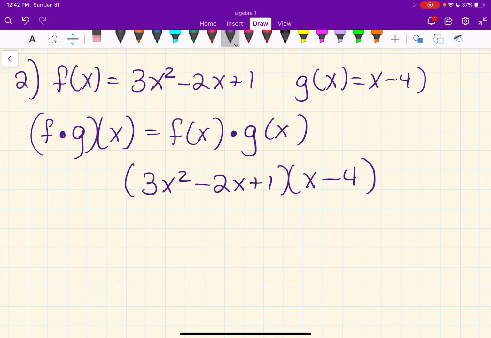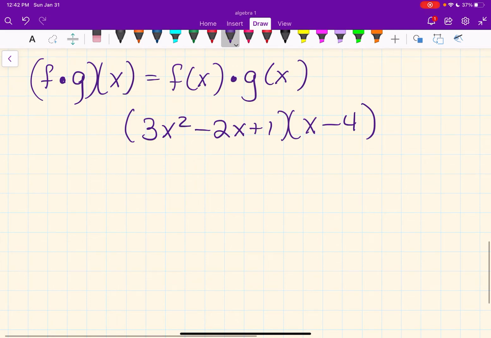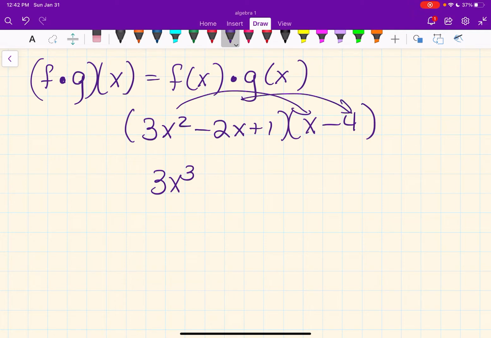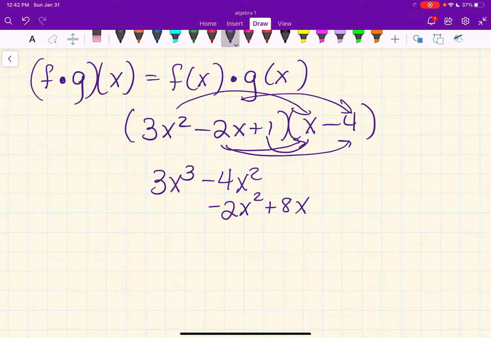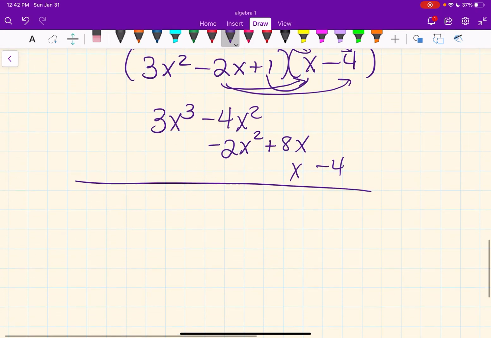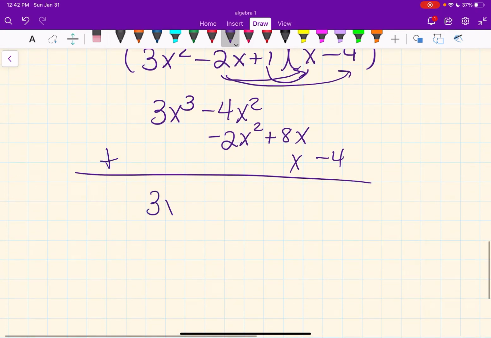And so I could FOIL or box this either way. So that would be 3x to the third minus 4x squared. This will be negative 2x squared plus 8x, and this will be x minus 4, and then I just add up. This is the way I happen to do it. So that's 3x to the third minus 6x squared. You don't have to do it this way, but make sure you're getting the same answer, 9x minus 4.